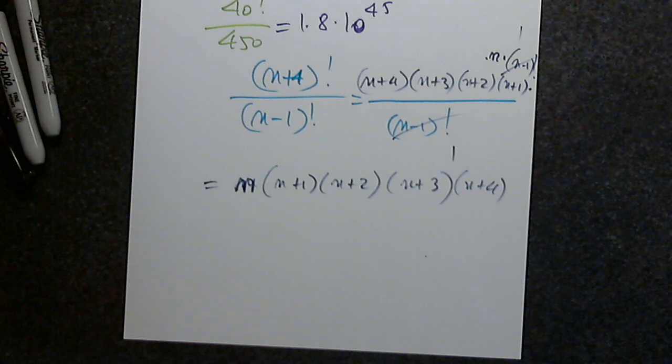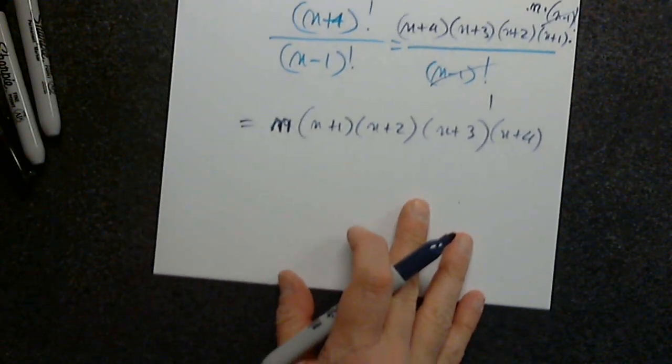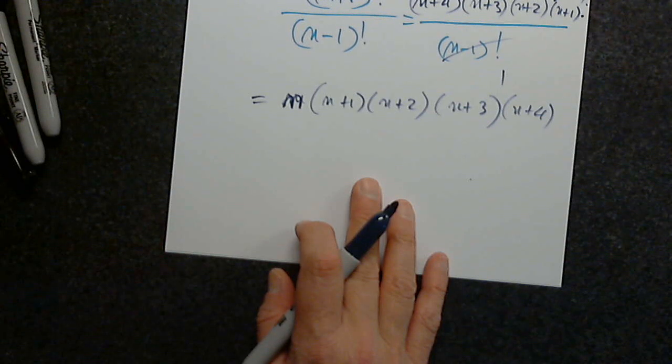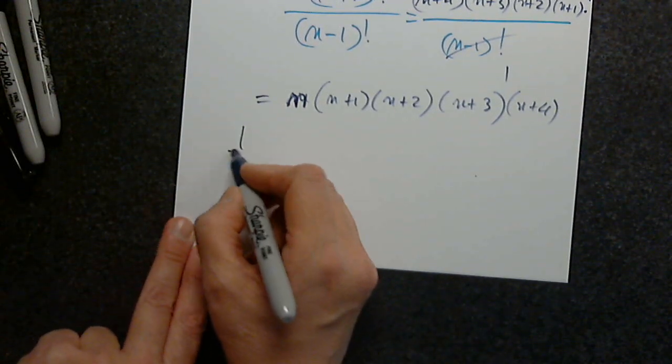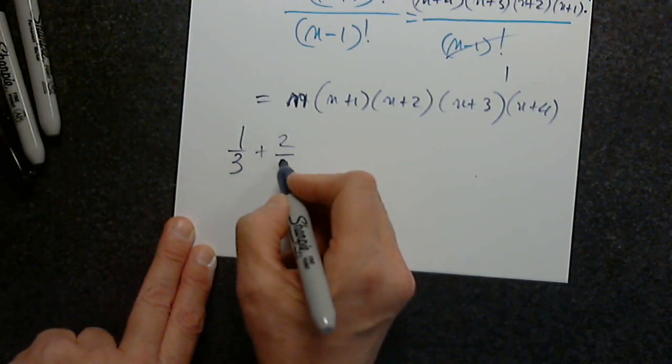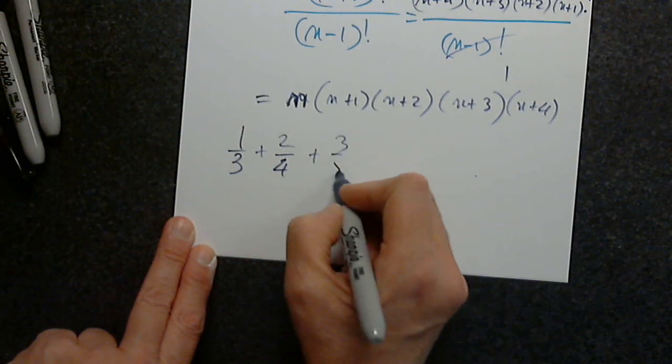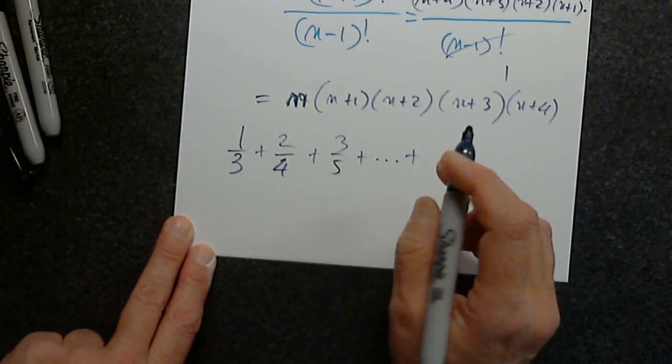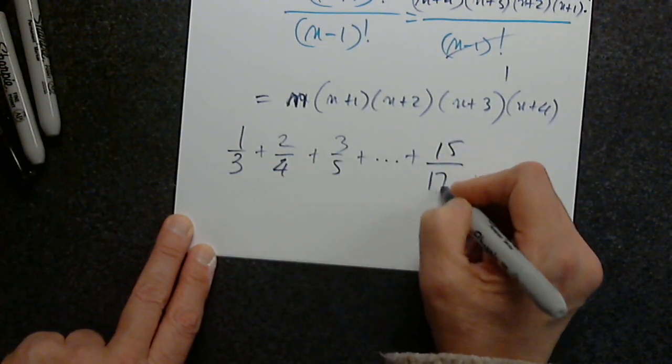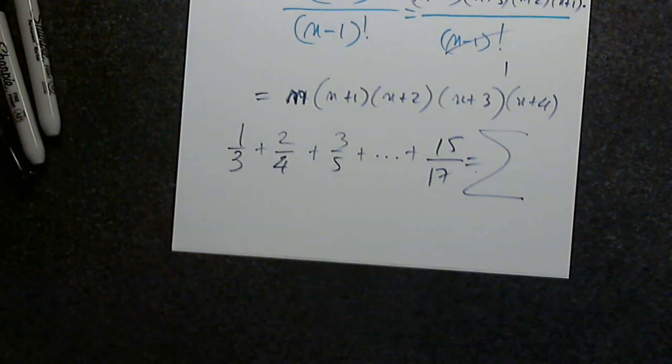Okay, I'm looking at the end of chapter 8. There's a review here. I don't know if we did this one, but I think we did. But anyway, let me know if I'm wrong. 1/3 plus 2/4 plus 3/5 plus dot dot dot, up to 15 over 17, and we want the summation. Did we do this one?